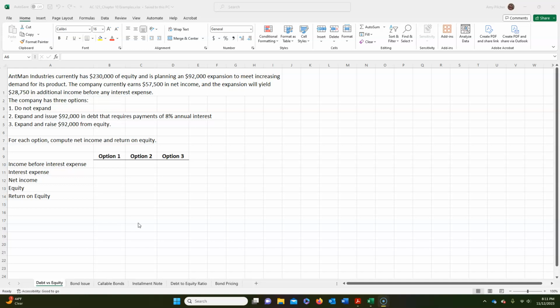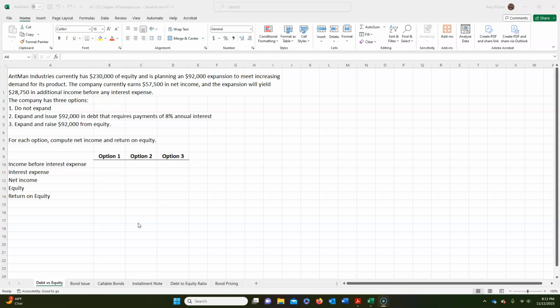So we have a company that currently has $230,000 worth of equity. So that's our common stock and retained earnings. And we're planning a $92,000 expansion to meet increasing demand for our product. We currently earn $57,500 in net income, and the expansion will add on to our income before any interest expense.